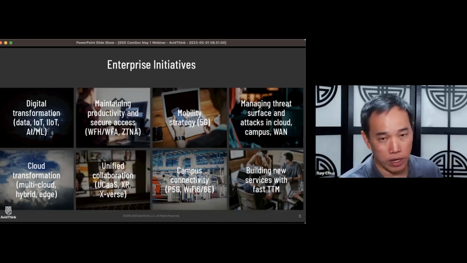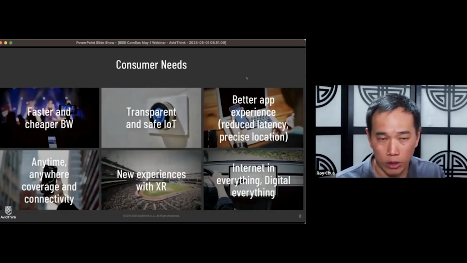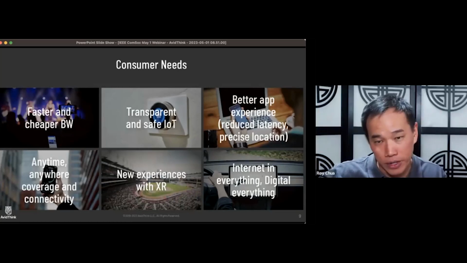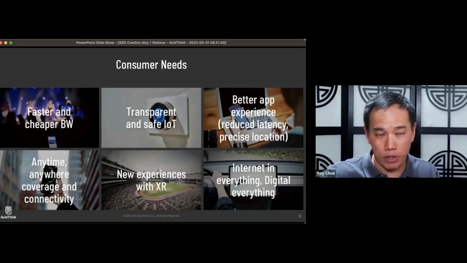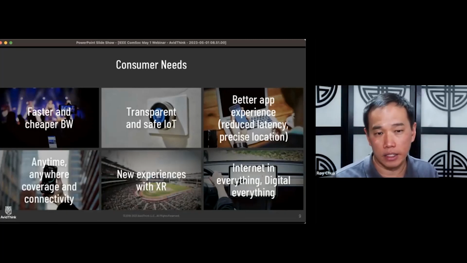Fast time to market is what we care about, among other things. And on the consumer side, it's going to go through it. I think we all live this. I want faster, cheaper bandwidth on the networking side. I want IoT, but hey, can you make it transparent and safe? I keep hearing about my video cameras getting compromised, right? I want a better experience. I want lower latency. I want more precise location for new applications.